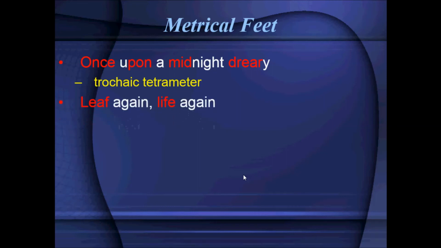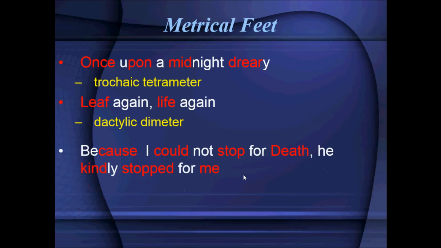The next one is "Leaf again, life again, leaf again." So that's stressed, unstressed, unstressed: 3 syllables to each foot. What would that be? Dactylic. And how many feet per line? Looks like dactylic dimeter.